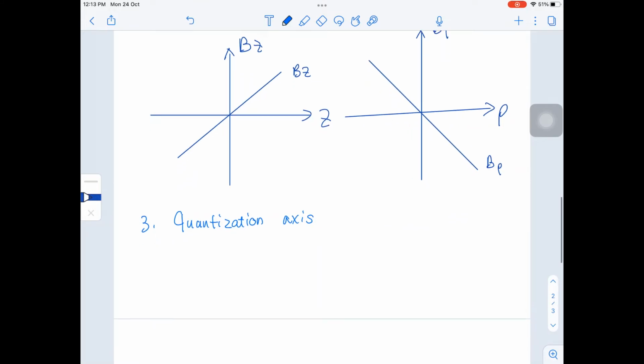Of the atom. For atom along z-axis, the quantization axis is pointing z is pointing in this way. That follows the B field direction.